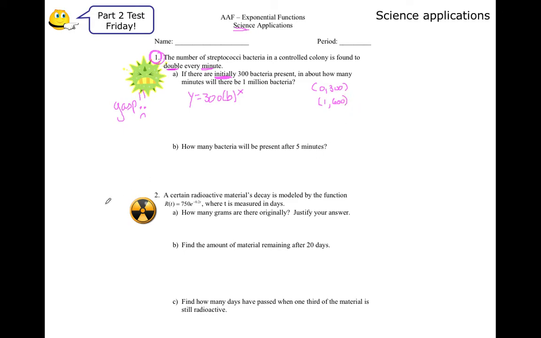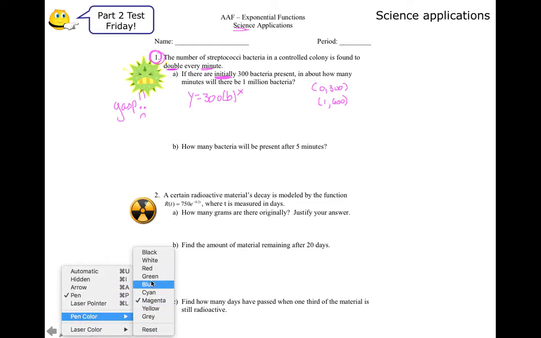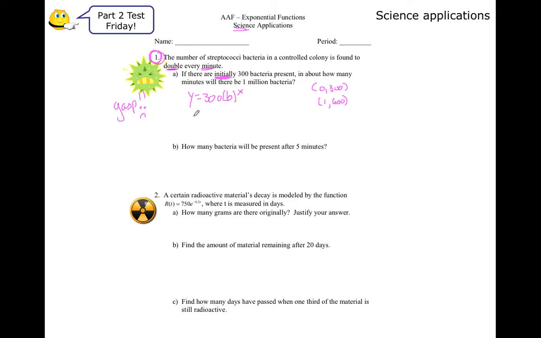Okay. So there's your second point. So now plug 600 in here. Divide by 300, and hey, what happens? Sorry, I forgot to put the 1 there, right? I had to put 1 in 600. 2 equals b to the 1.